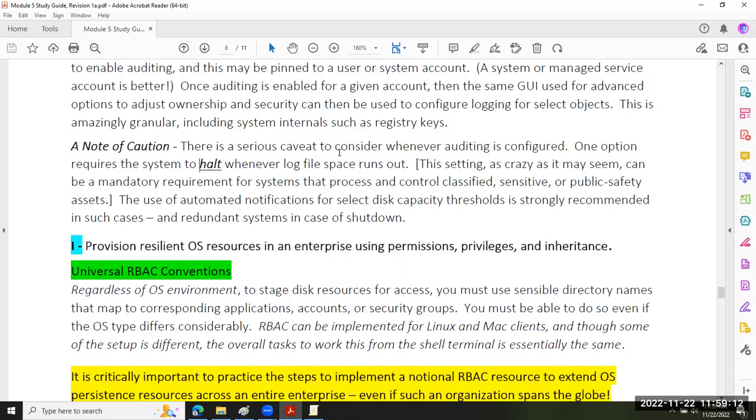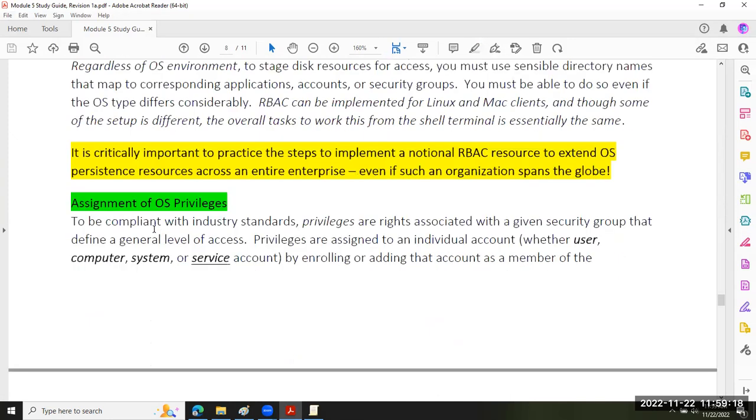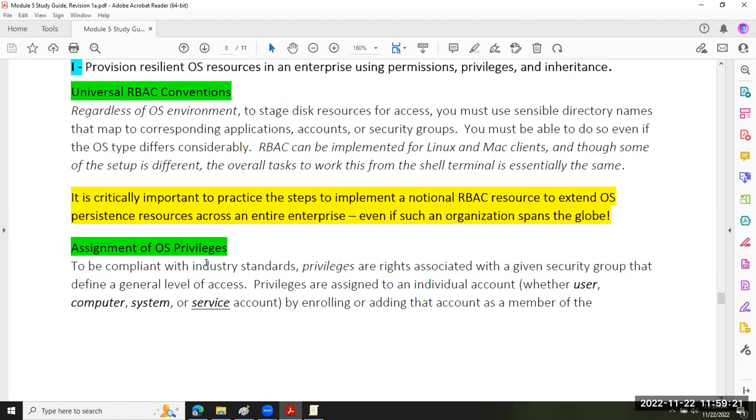So that's where we talk about the file space running out. Okay, role-based access.